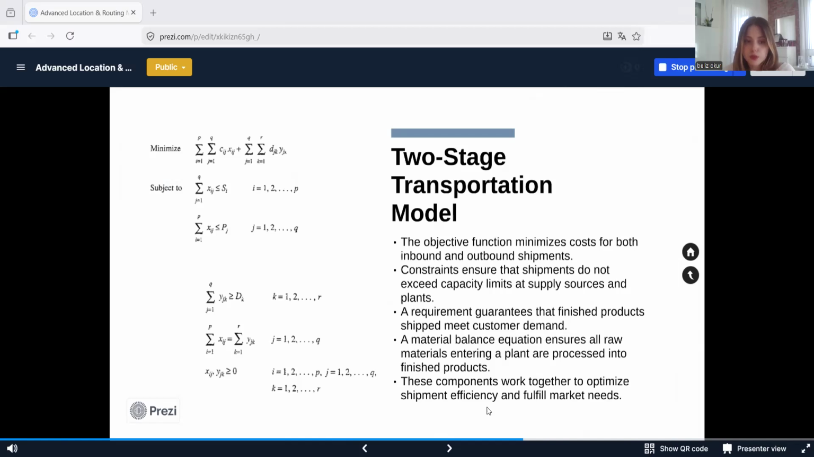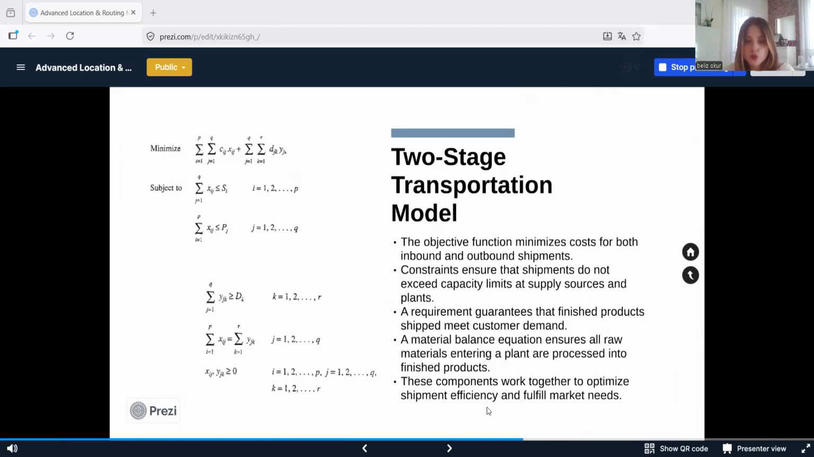We have 5 simple rules, constraints for the system. First one is capacity. You cannot ship more than the factory or warehouse can hold. Second one is demand. Make sure the customer gets exactly what they order. Third one is material balance. This is the most important rule. Every single unit of product that goes into a warehouse must come out of the warehouse, in equals out.